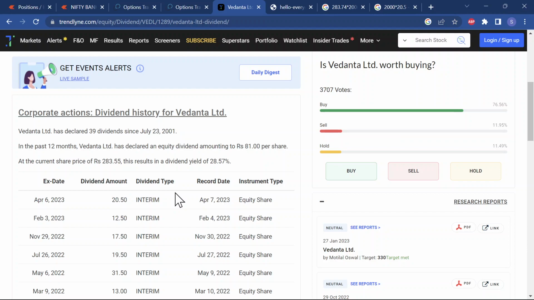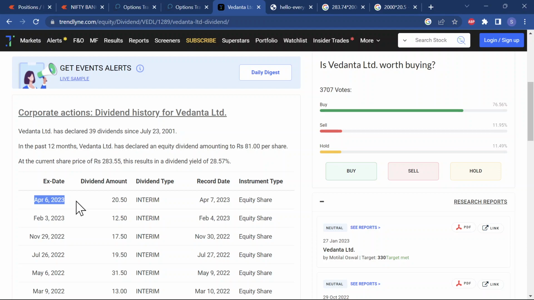As you know, Vedanta is a share that has a good history of dividends, is a company that gives good dividend yields, and the latest dividend has been declared at 20.5 rupees on record date April 7th and ex date April 6th. So that means today, April 5th, is the last day if you want to get the dividend by investing in Vedanta shares.